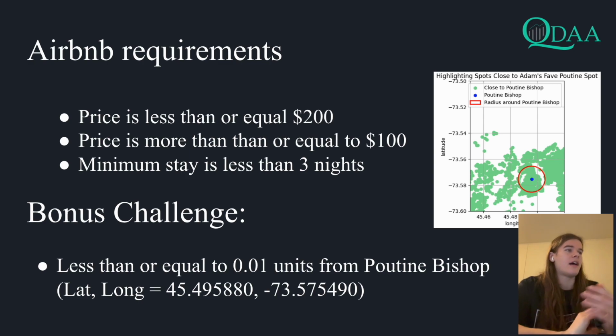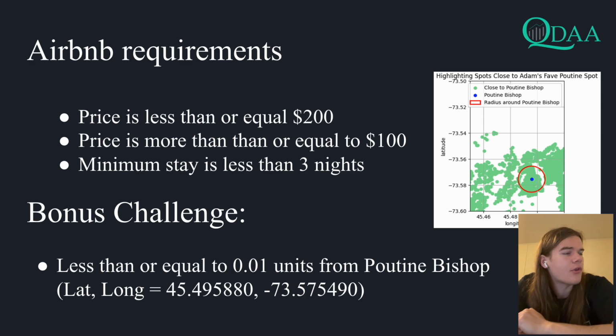So you can see I have a plot that shows the location of Poutine Bishop and then a radius of 0.01 units away from it. So if you can figure out how to do that, then you're able to come along.